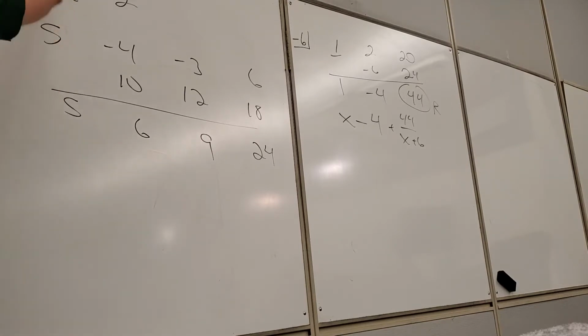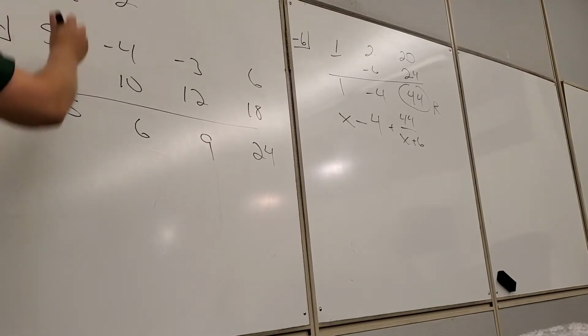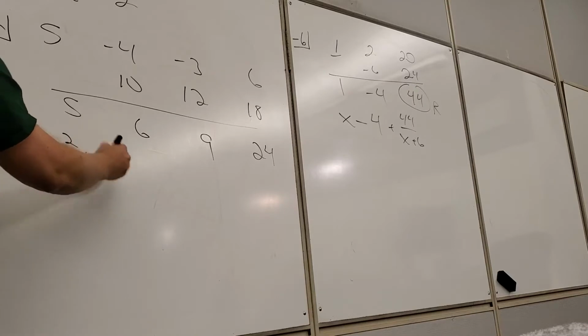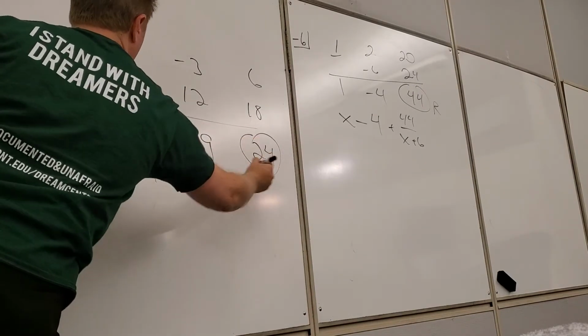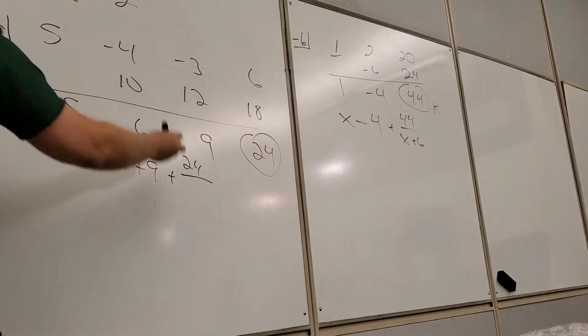How do I write the answer now? 5x squared. Good, because it was cubed, we lost an x, so now it's x squared, plus 6x plus 9, plus 24 over x. Yeah, that's going to be my remainder term over the thing I divided by.